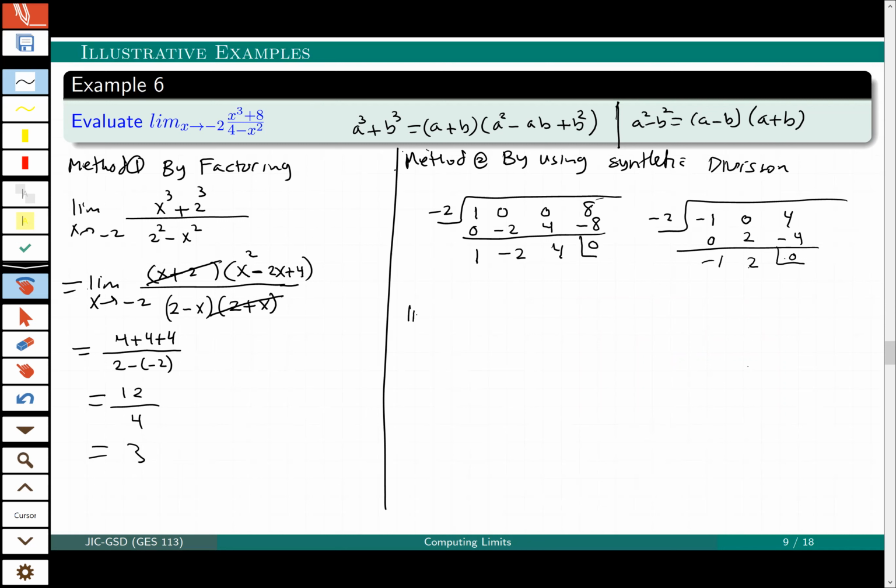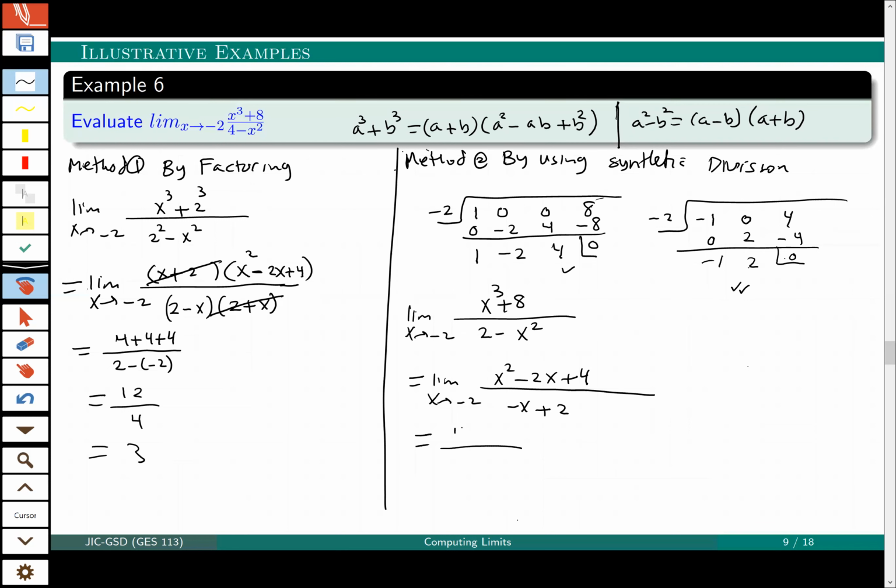So when I have the limit when x goes to minus 2, and I am dividing up and down by the same quantity, I could immediately write the result of the division. The result of the division of the first one is x squared minus 2x plus 4. The result of the division of the second one is minus x plus 2. When you replace, you will get 4 plus 4 plus 4 divided by 2 plus 2, which is again equal to 3.